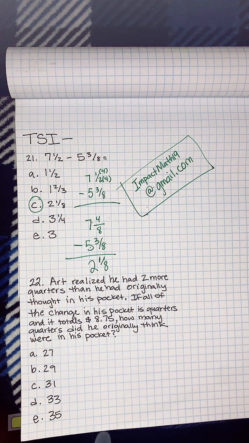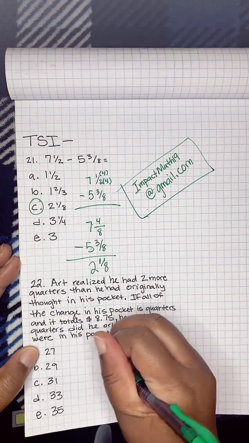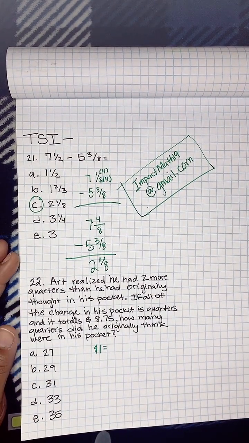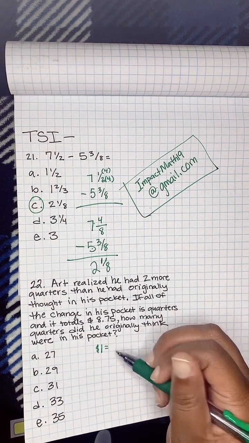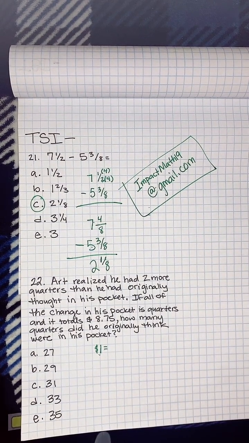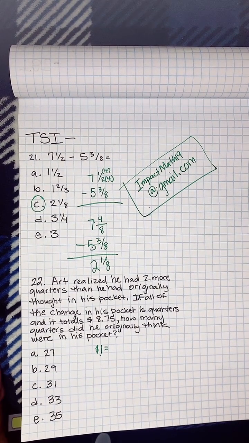D. Okay, user said D. Dana said D. We all getting 33, huh? All right, so let's talk about this. So $1 is how many quarters? So how many quarters are in $1, you guys? Because now we're getting some E's.